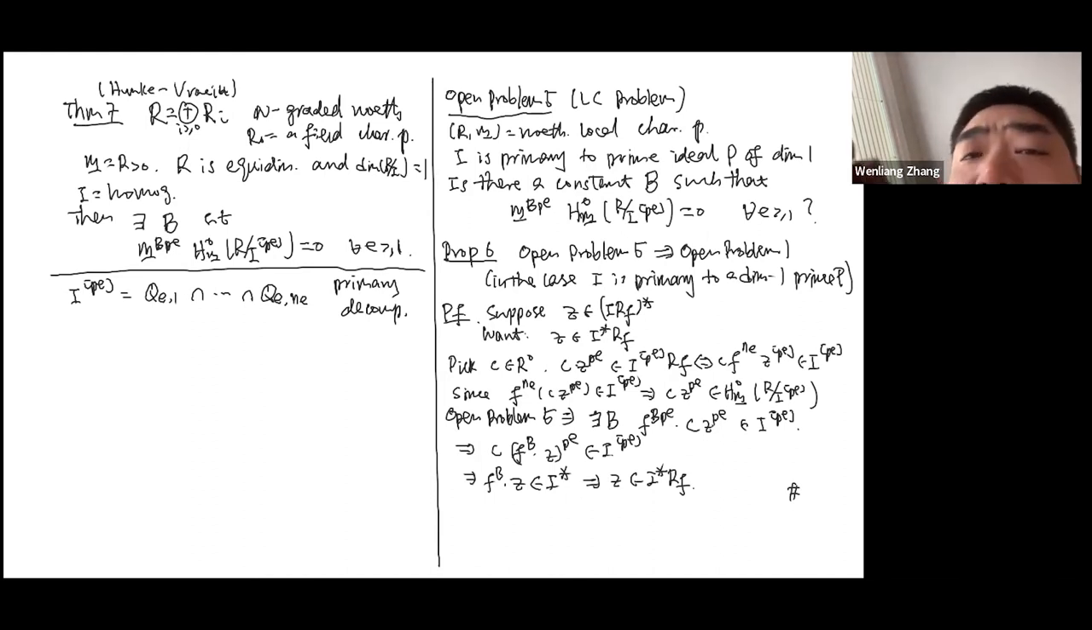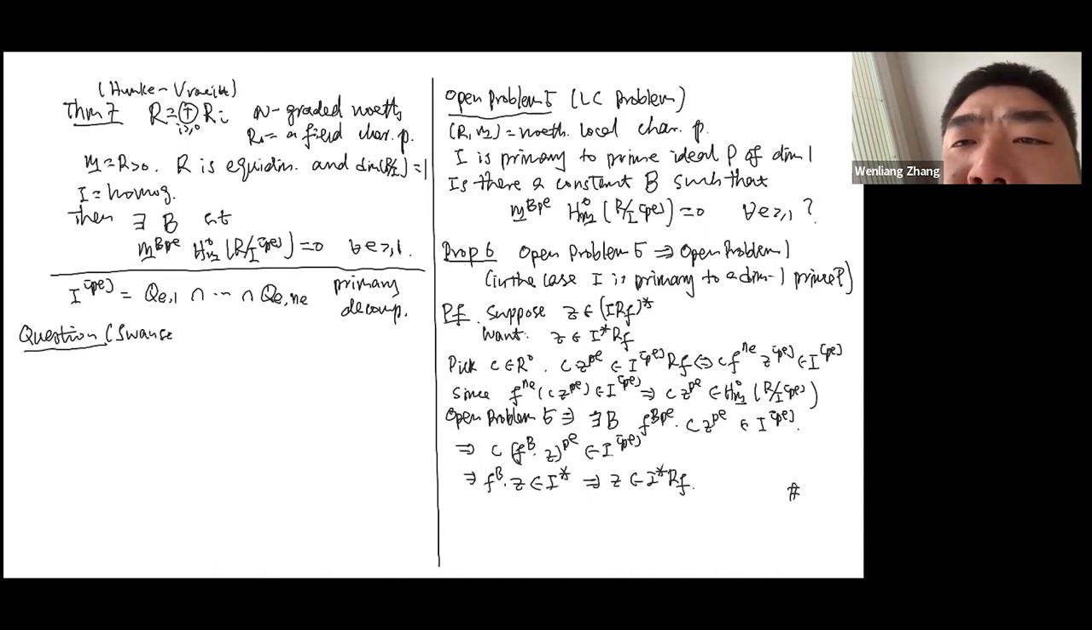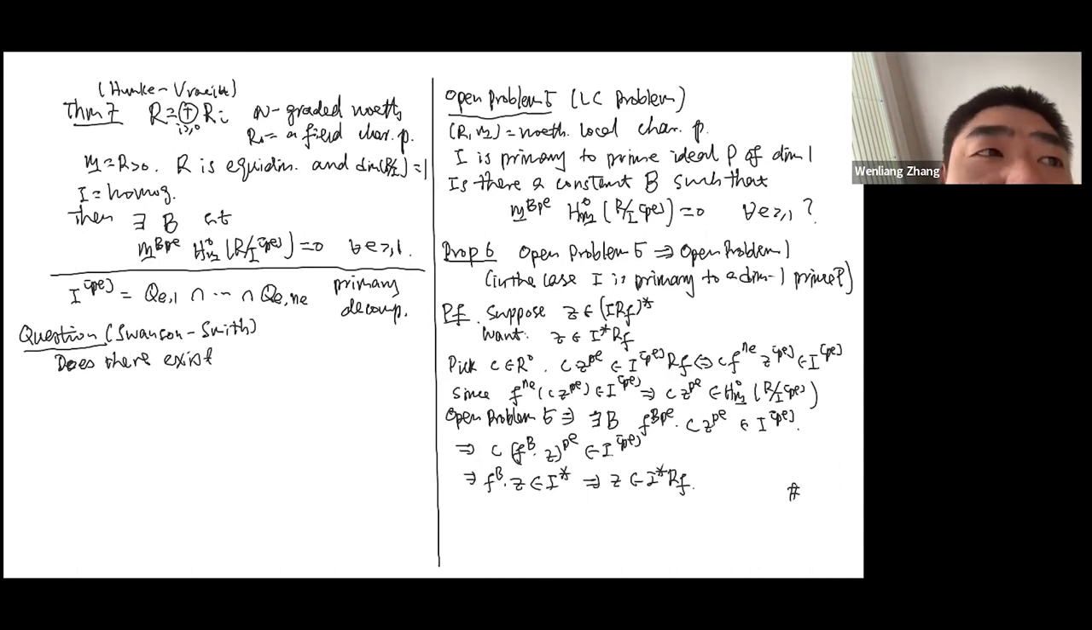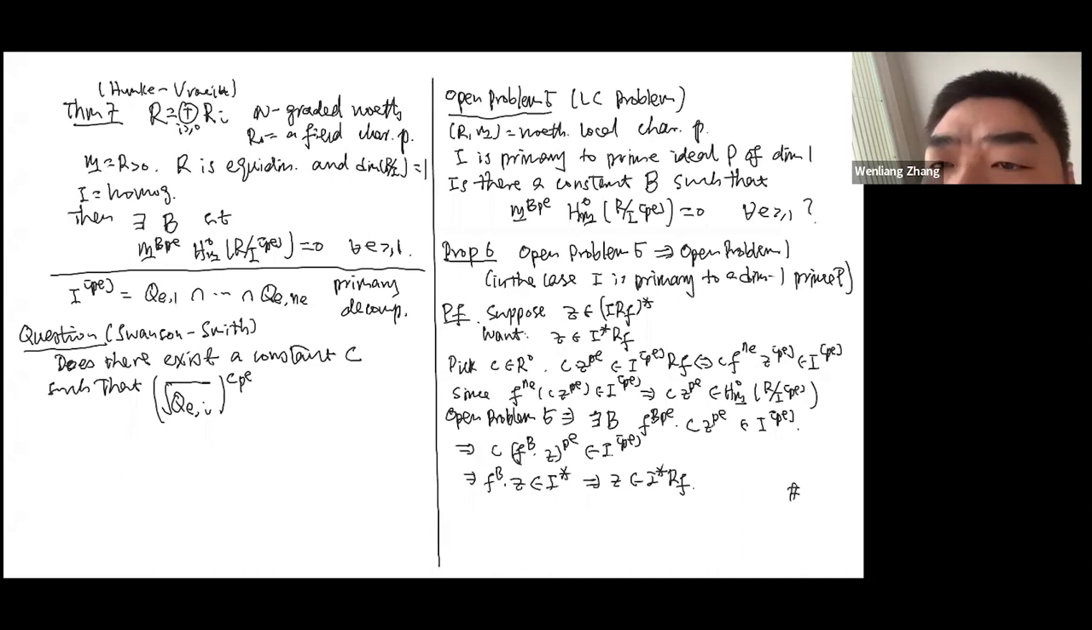Now, here is a question. I believe this was raised by Irena and Karen. Okay, so let me attribute it to them; Irena can correct me if I'm wrong. Of course, I haven't stated the question yet. So does there exist a constant C such that for every such Q, Q sub E, if I take the constant C times E power of the maximal ideal, it is actually contained back in I, okay?